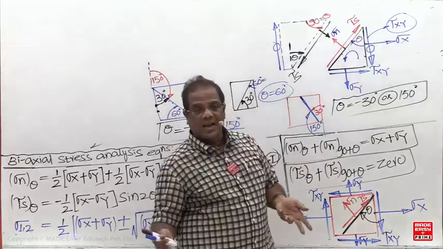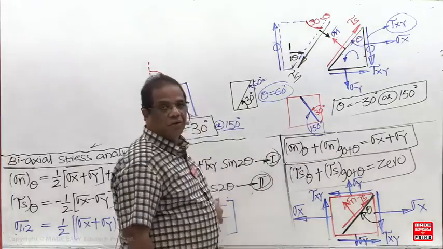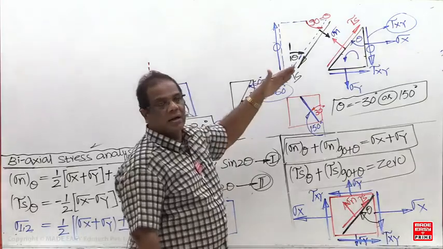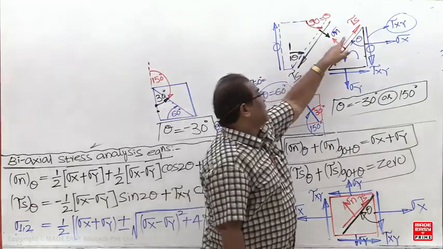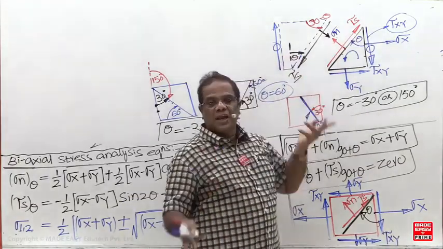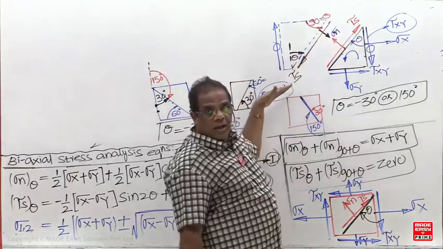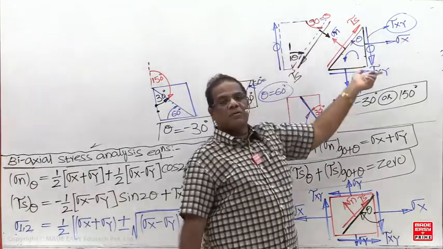Now after my calculation, if I am getting a negative shear stress, it means my assumed direction is incorrect. If I am getting a positive, what does it mean? These are the assumed directions. If I am getting a negative, negative means my assumed direction is incorrect. Then it is going to be downward, then here upward. Now this will be a clockwise.